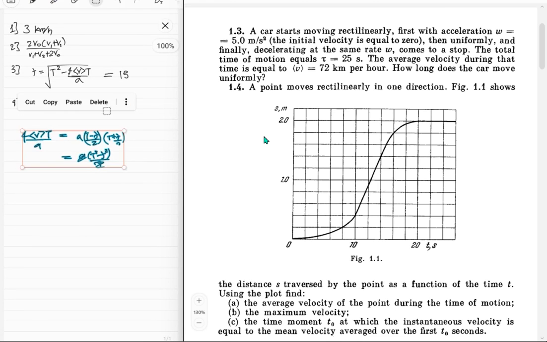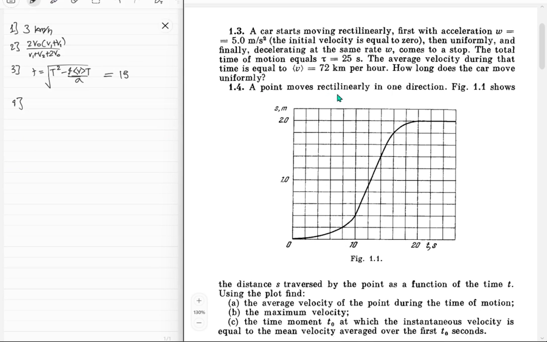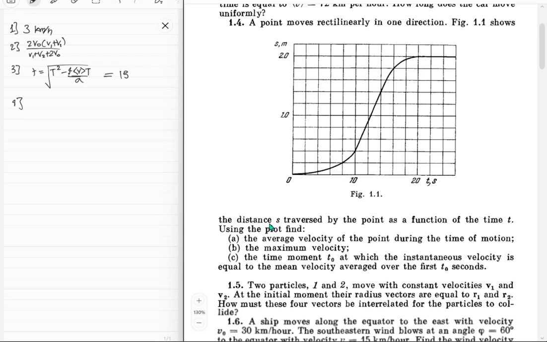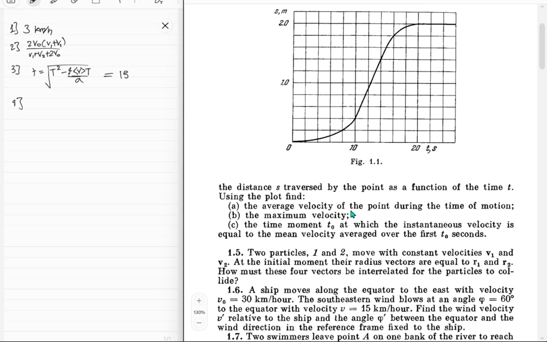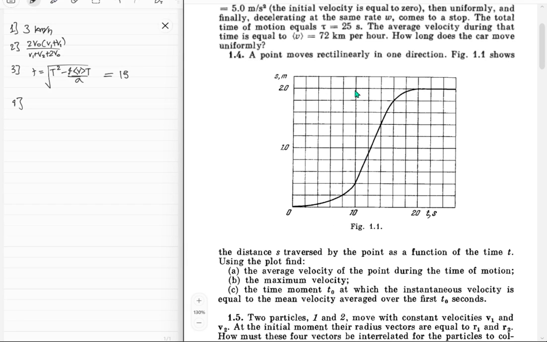Okay, cool. Next. So let's go to the fourth one. A point moves rectilinearly in one direction. Figure 1.1 shows the distance traveled by the point as a function of time t using the plot. Find the average velocity of the point during the time of the motion. Wait, what? Is this constant acceleration or something? No, nothing.